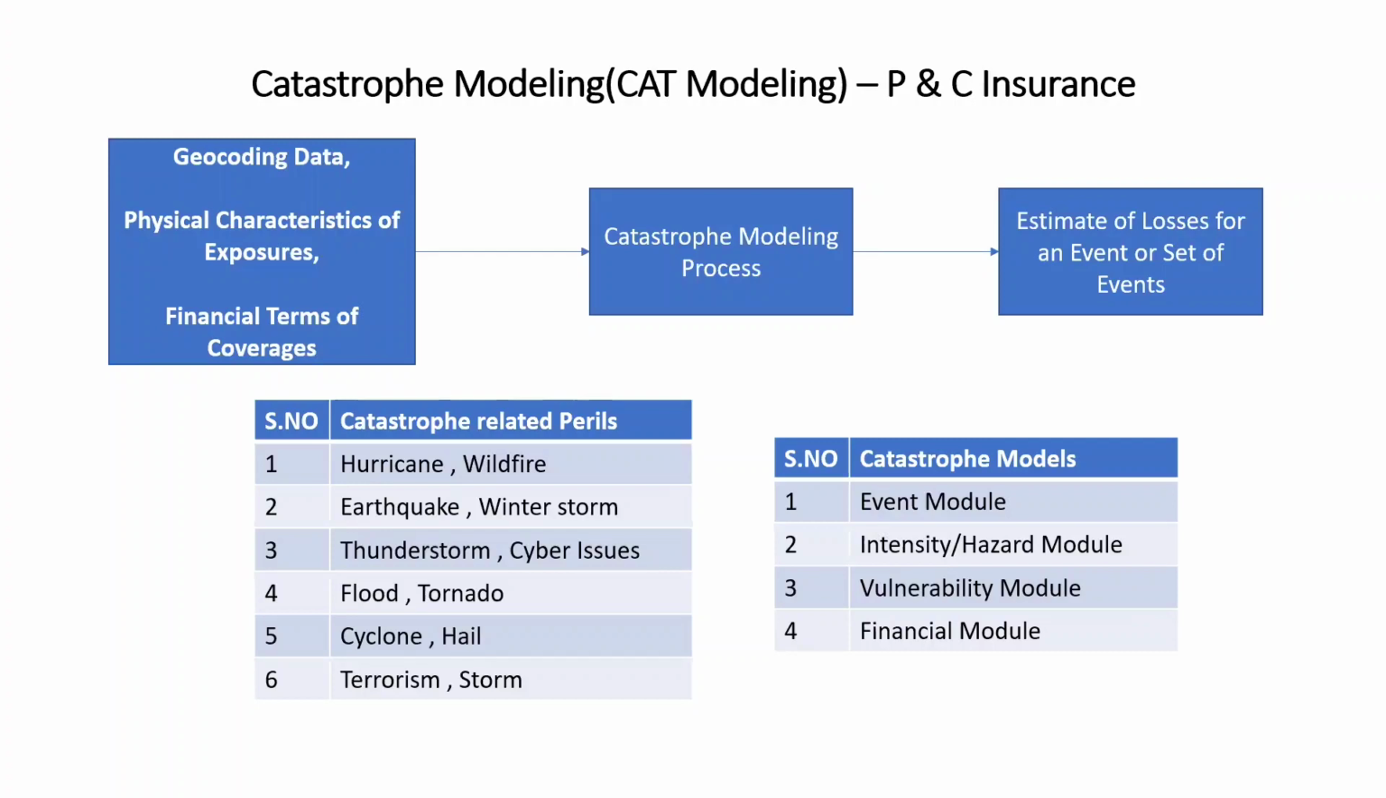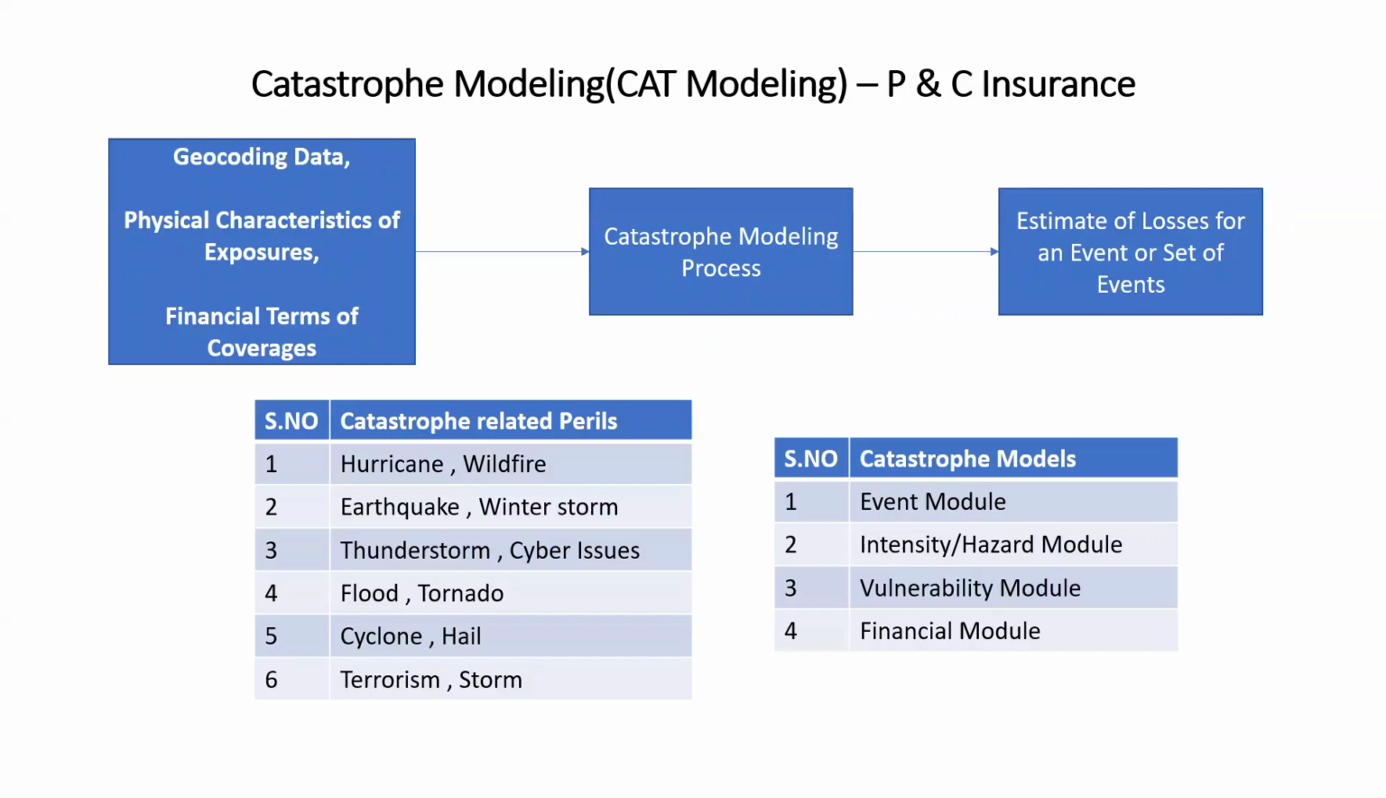Every time there is a loss due to one of these listed items, like hurricane, wildfire, earthquake, or flood, we term that a catastrophic loss because the loss could be very huge, and at the same time these are not common losses. Like if you take earthquake, that's a very infrequent cause of loss. It can happen once in 10 years or once in 8 years.